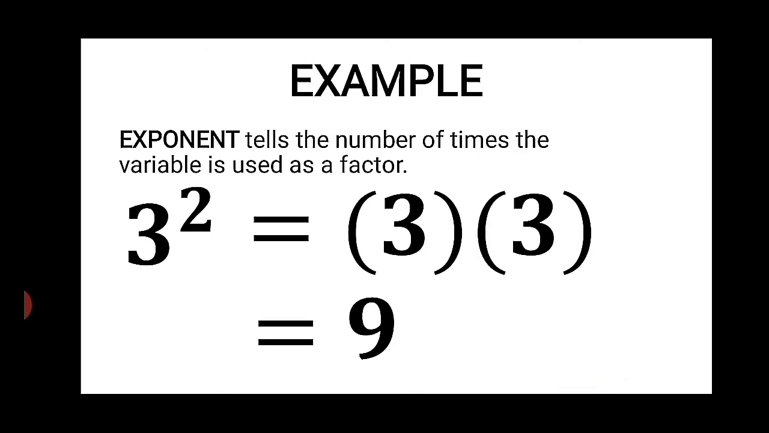Okay, example. We have now the 3 raised to 2. So, 3 raised to 2, ang tawag natin dyan sa 3 ay base. Yung 2 na maliit dun sa upper right ng 3 ay exponent. So, 3 raised to 2 equals 3 times 3. Bakit dalawang 3? Kasi ang exponent niya ay 2. So, we multiply 3 itself twice. So, 3 times 3 equals 9.